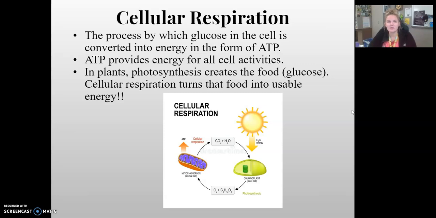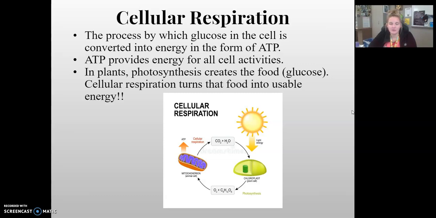So cellular respiration is the process by which glucose in the cell is then converted into energy in the form of ATP. ATP provides the energy for all cell activities. We've talked about how it helps transport things across the membrane, how it helps with endo and exocytosis. ATP is the molecule that physically charges that active transport in other processes.